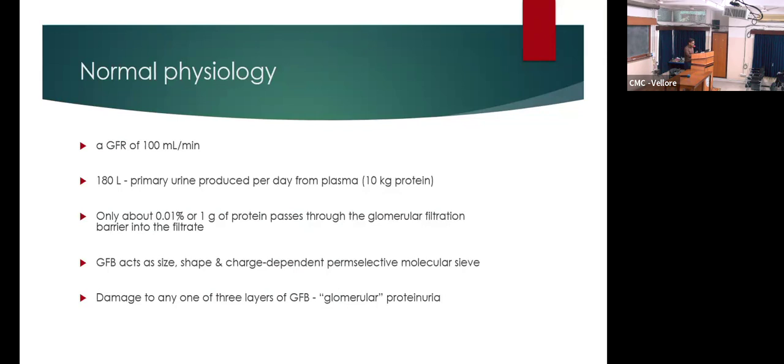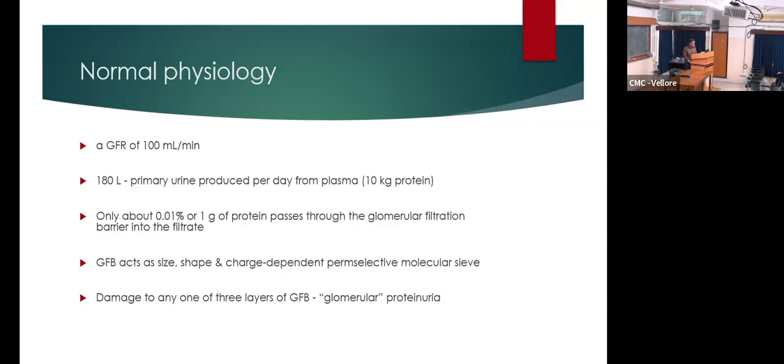So, normal physiology. If we consider a normal GFR of around 100, at this level an adult person weighing 60 kg will produce around 180 liters of filtrate per day, which contains around 10 kg of protein. But out of this, only around 0.01%, or 1 gram of protein, passes through the glomerular filtration barrier into the filtrate.